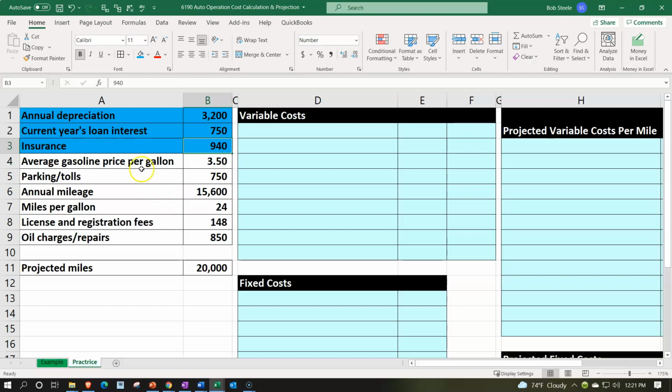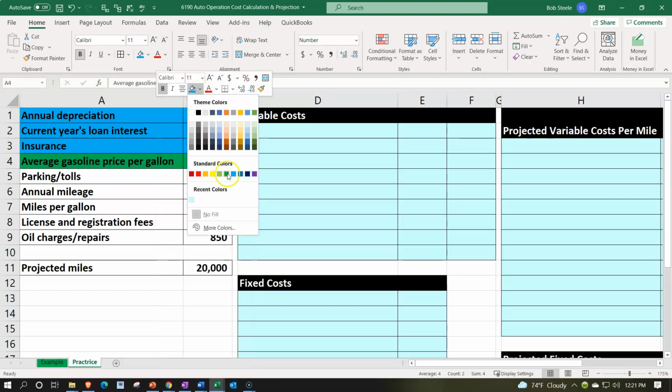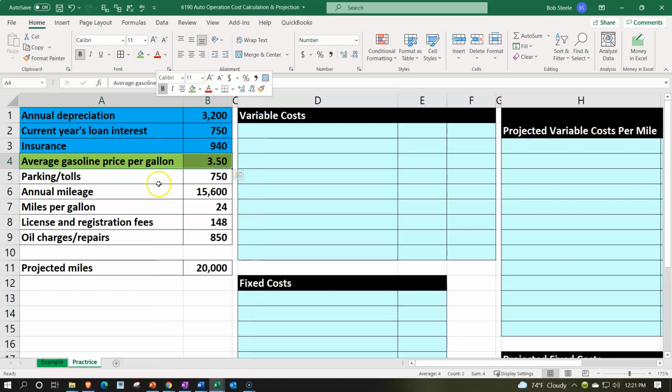We've got the average gasoline price per gallon, so that's going to help us with our variable component typically, because that's going to help us to determine the cost of the gasoline as we drive more or less.